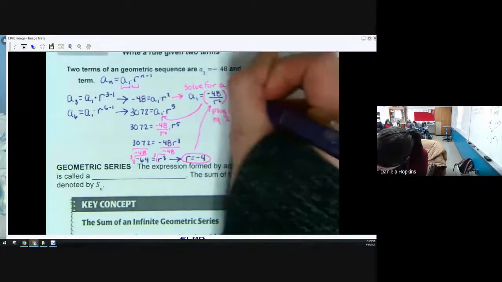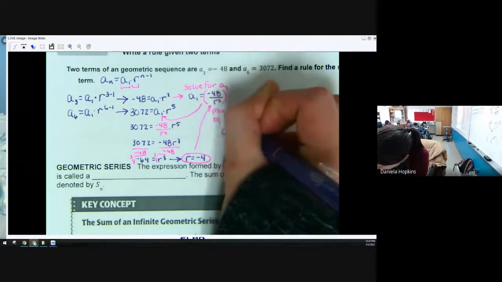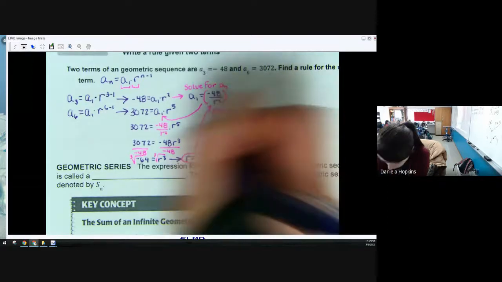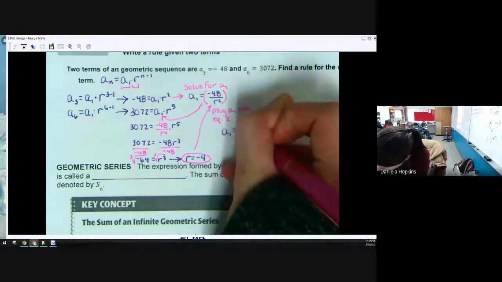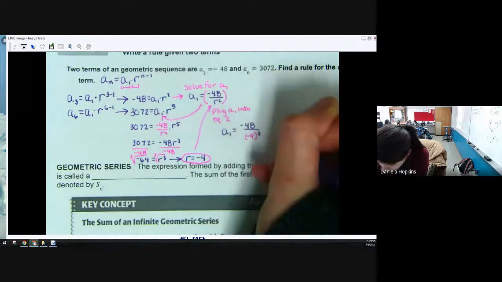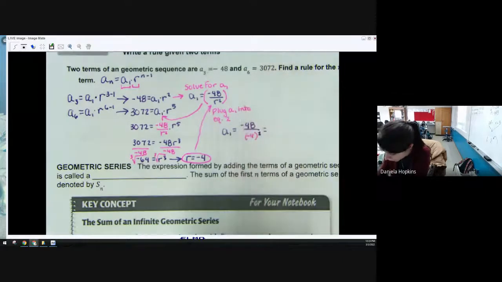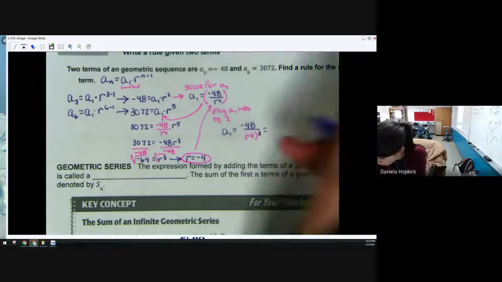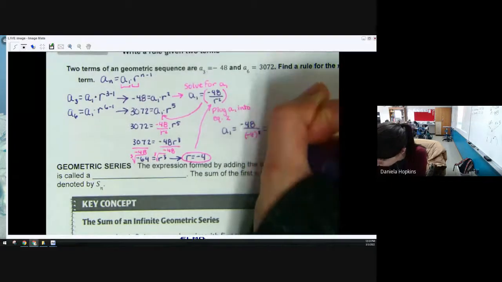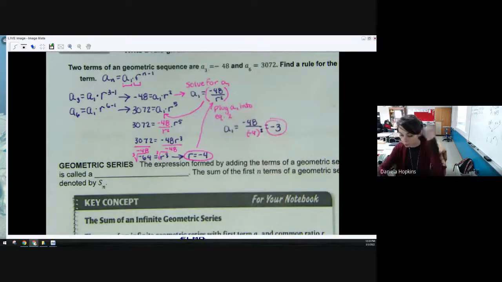So I'm going to have, sorry, where do I even put this? A1 equals negative 48 over, now it'll be negative 4 to the second. What is negative 4 to the second? And what is your calculator going to tell you it is? What a mean calculator. So yeah, let's remember it's positive. So you should end up with, and I'll just jump to the answer here, 48 divided by 16 should end up with negative 3. All right, now we have our A1, we have our R. Whew, we're good to go.